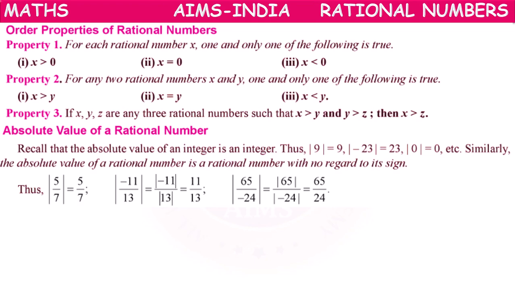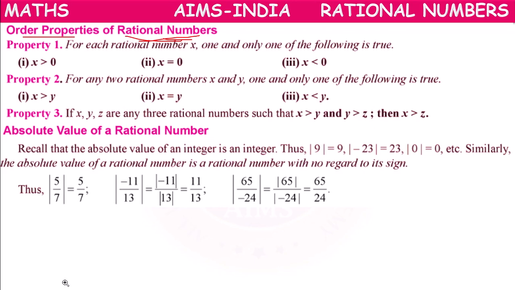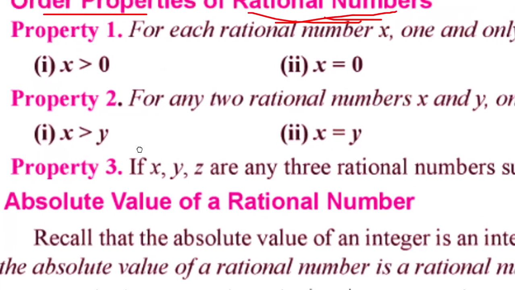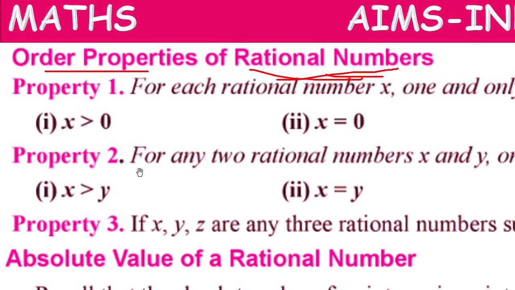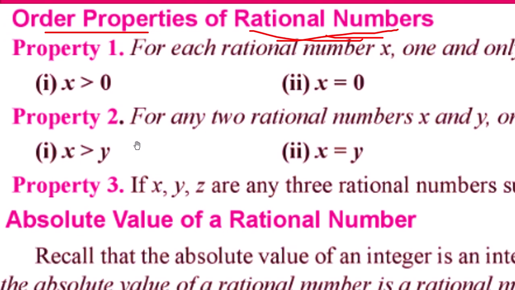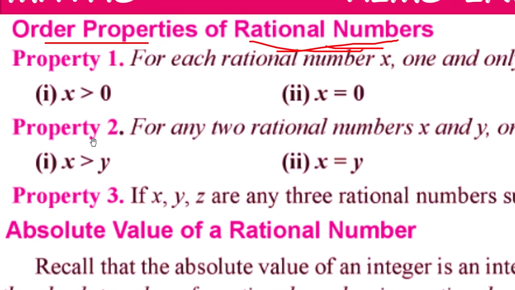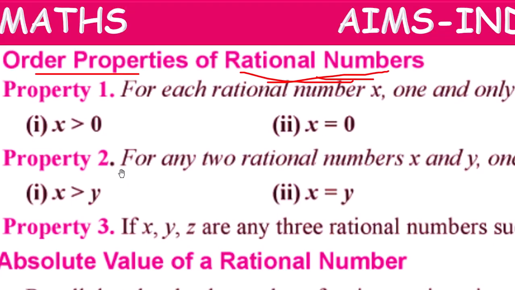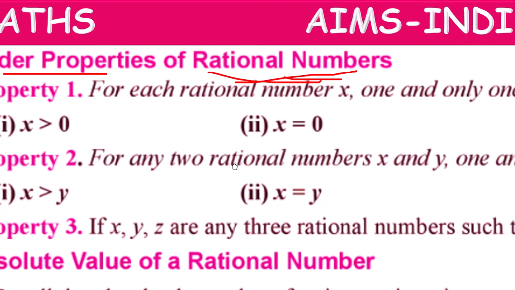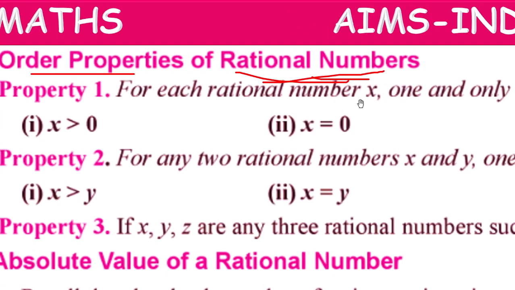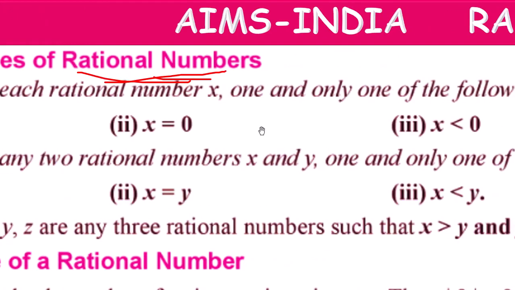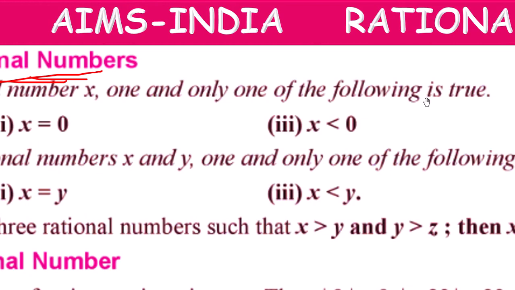Our concept today is order properties of rational numbers. Regarding rational numbers, we have some properties, children: property 1, property 2, property 3. Three properties are there. For each rational number x, one and only one of the following is true.